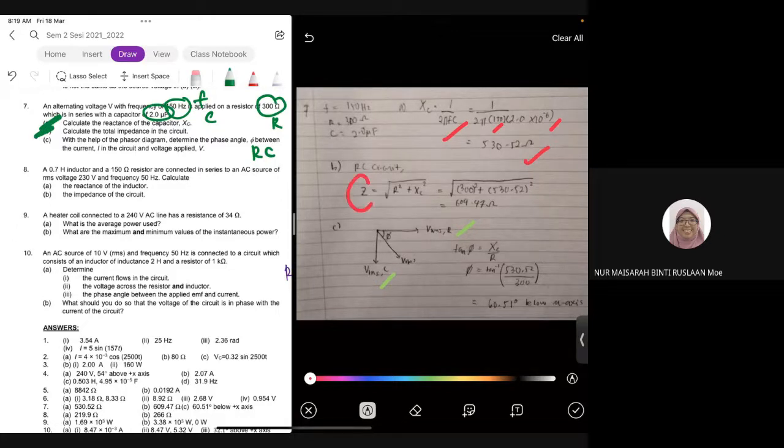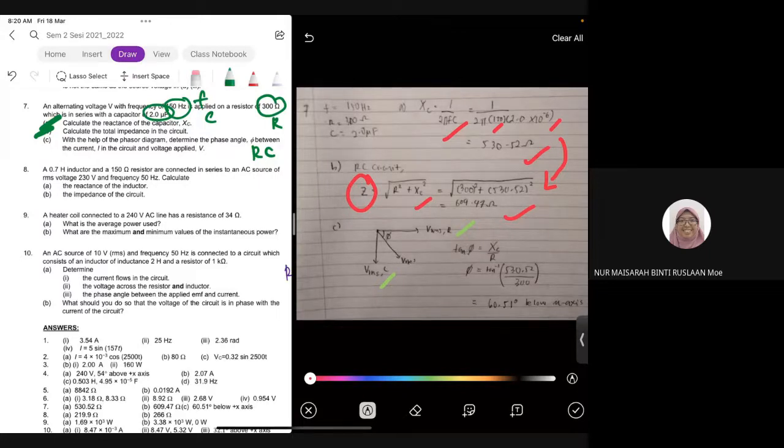So they ask you to find Z. So Z equals to square root of R squared plus X squared. Okay, betul. So R is given. XC you already find, letak ni. So you dapatlah 609.47 ohm. Okay, bagus. Soalan number C, with the phasor diagram.